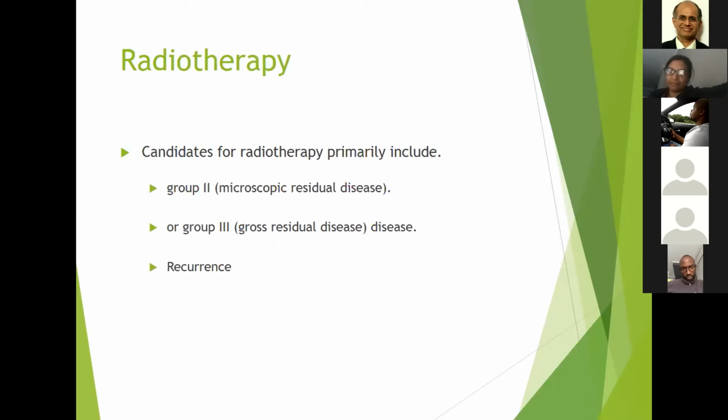With radiotherapy, these are the candidates that qualify for radiotherapy. Those are your patients in group 2 with microscopic residual or gross residual disease, and also the patients with recurrent disease. With recurrent disease, you always weigh whether to go for surgical resection or radiotherapy. That's when you decide which one is more feasible.